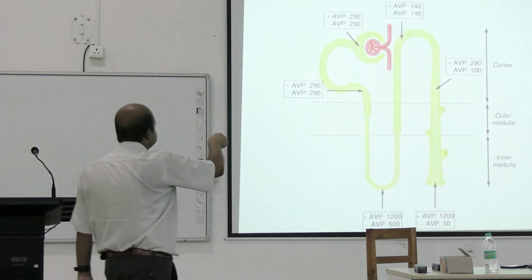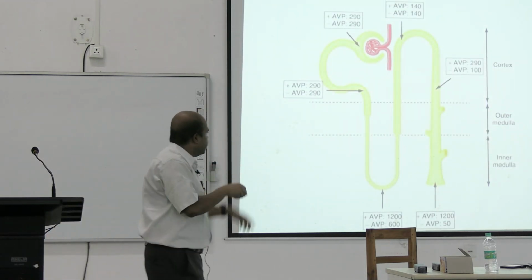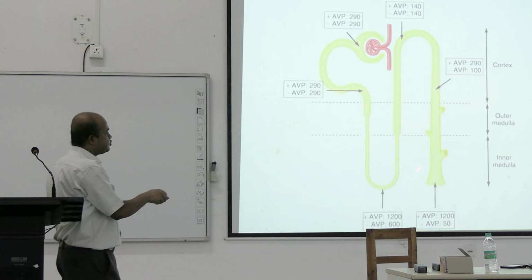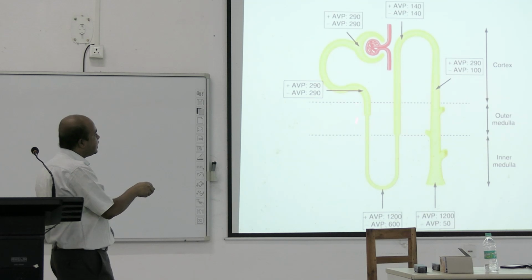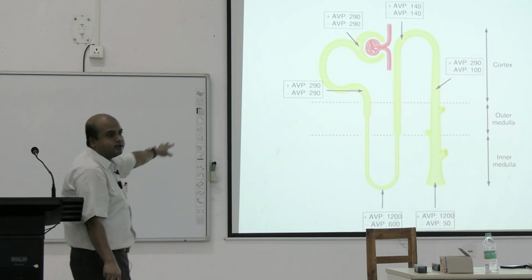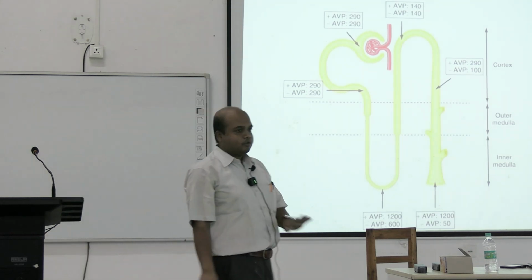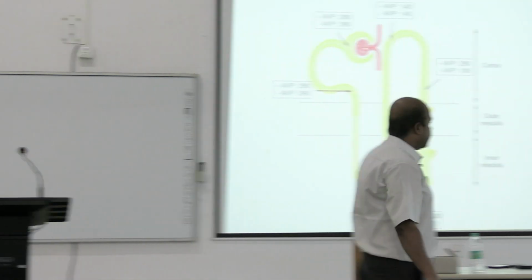So in the absence of ADH, it becomes 1000. This space and this space are the same. Again, it is going over here near the afferent arteriole, very tiny structures. This space and this space are actually the same, not different. So whatever is happening here is contributing to the medullary interstitium osmolarity as well.